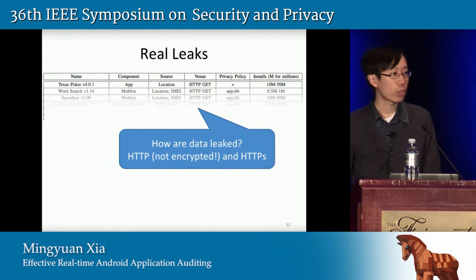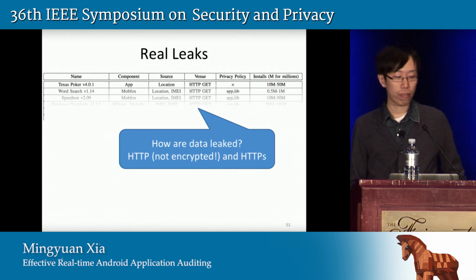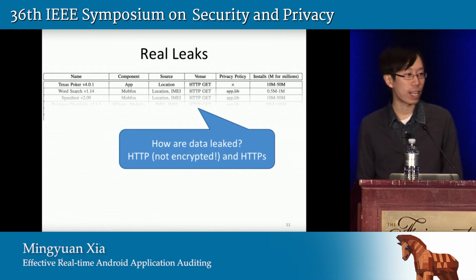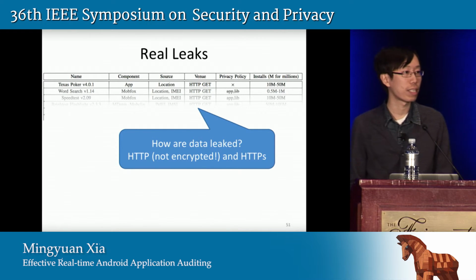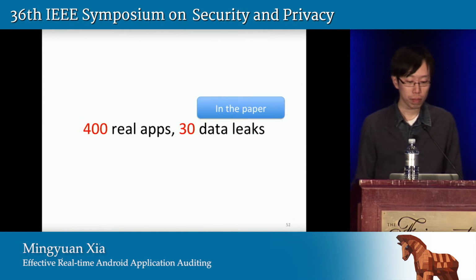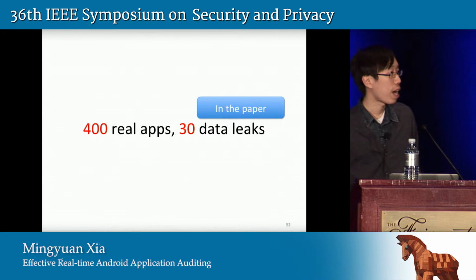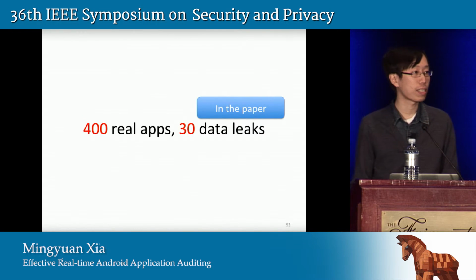Finally, the venues of those leaks. We surprisingly found lots of those leaks are plain text HTTP requests. They're not encrypted. Everyone on the network can see your data encoded in a URL. A few of them are using HTTPS, and HTTP is the dominant way of doing these leaks. These results, the 30 data leaks, are discussed in the paper.